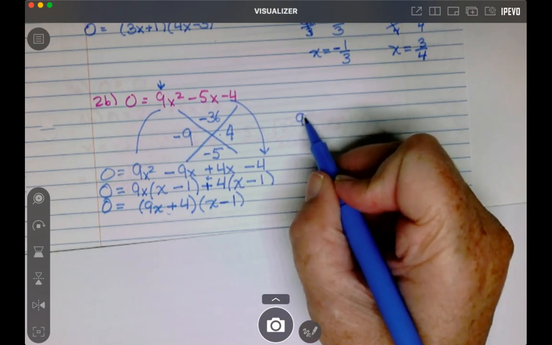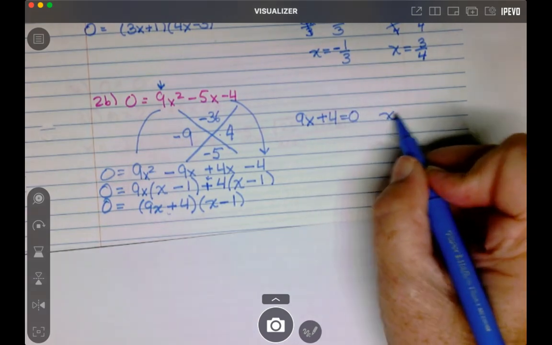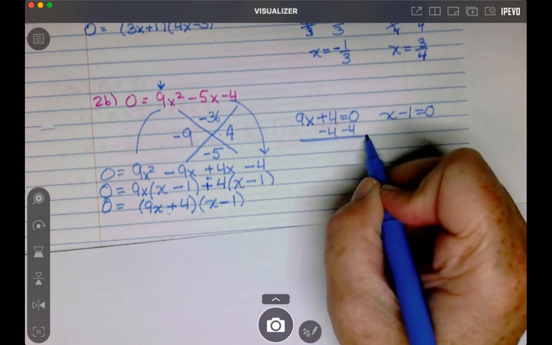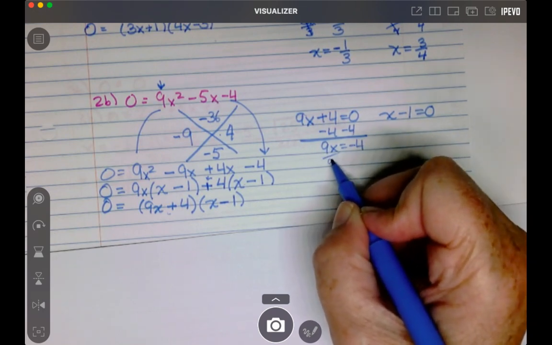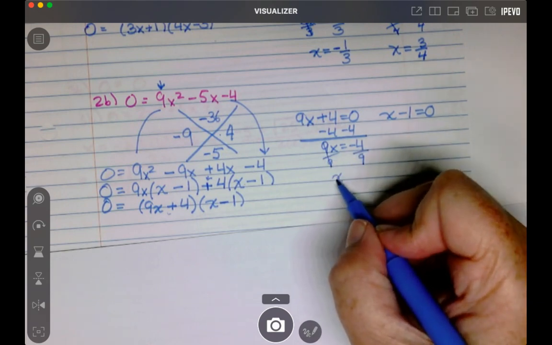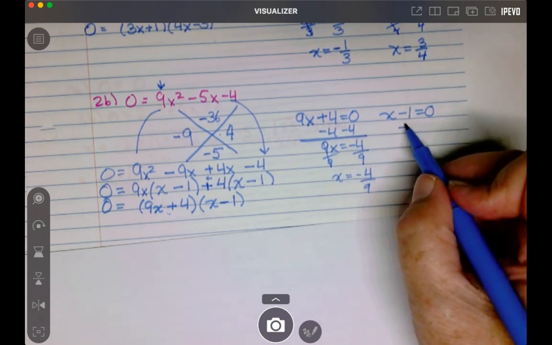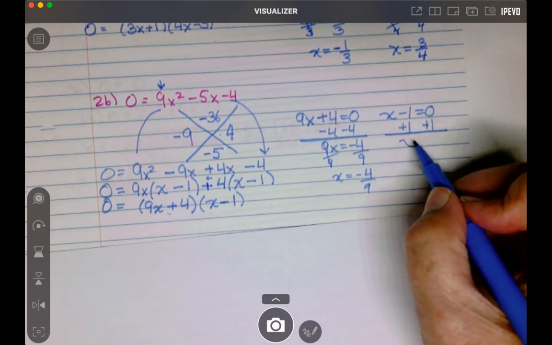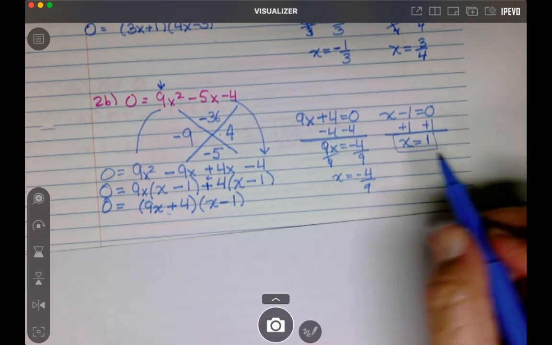I'm going to take each factor and set it equal to 0. So here I have 9x plus 4 equals 0, and x minus 1 equals 0. If I want to isolate the 9x, I subtract 4 from both sides, and I have 9x equals negative 4. But I don't want 9x, I want 1x. That's 9 times x. The inverse is to divide. Divide there. And now I have 1x equals negative 4 over 9. Over here, I want to isolate the x, so I add 1 to both sides. Negative 1 plus 1 is 0. That's what I wanted. So now I have just an x over here, and x equals 1. So these are my solutions.